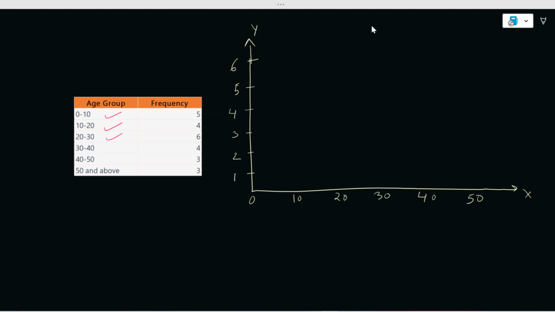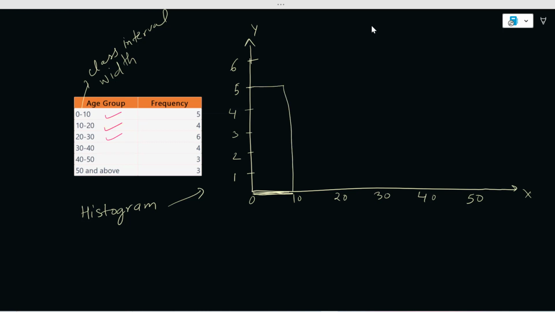Now to draw a histogram, what we'll do is make a rectangle which has width equal to the class interval. So this is also called the class interval or width. Take the height of the rectangle we are drawing according to the frequency of the age group. Let's say we have the frequency of this class interval as 5. So we will make a rectangle. Okay, so this is our rectangle.